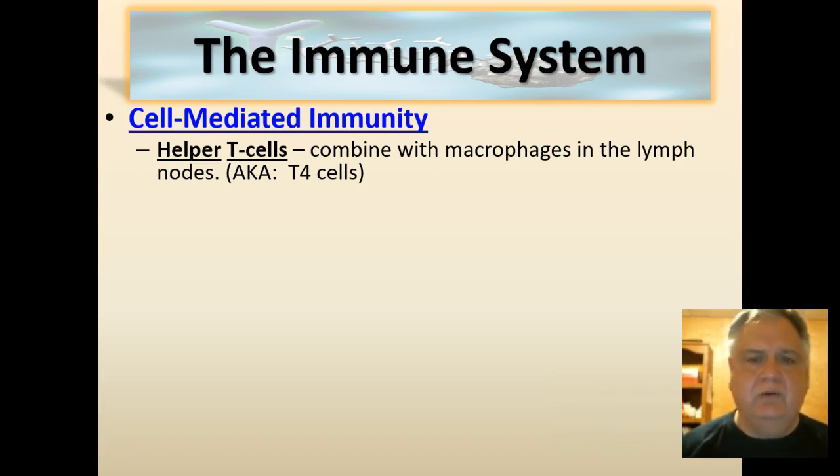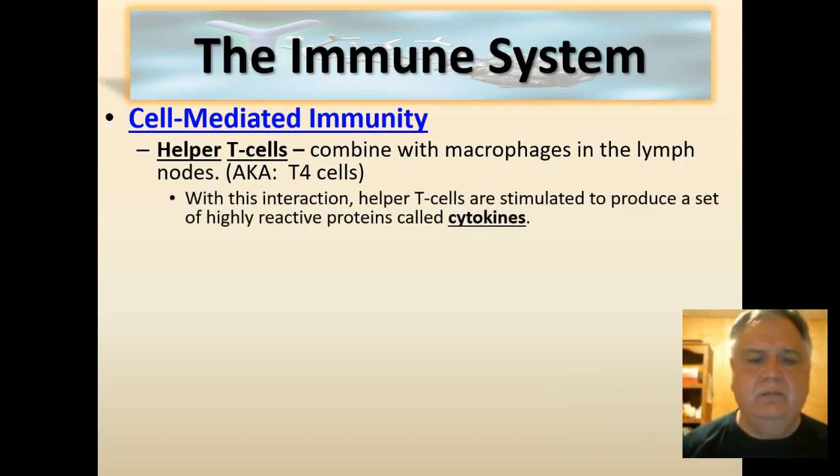Here's our first type, the helper T cells. So when that macrophage enters the lymph node, it's going to combine with a T cell. It's going to kind of dock with it. And once it docks with the T cell, the helper T cells will then be stimulated to produce a set of highly reactive proteins, and these proteins are called cytokines. So these helper T cells exist in the lymph nodes, but they're just kind of sitting there dormant, if you will, not really doing anything until they encounter antigen-presenting cells.